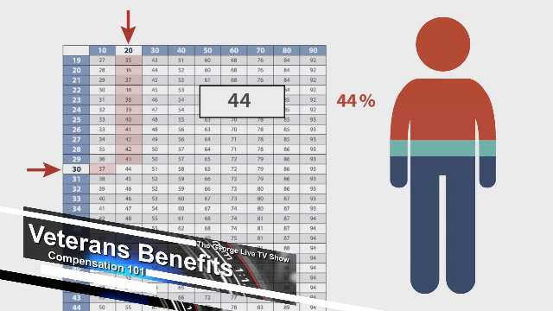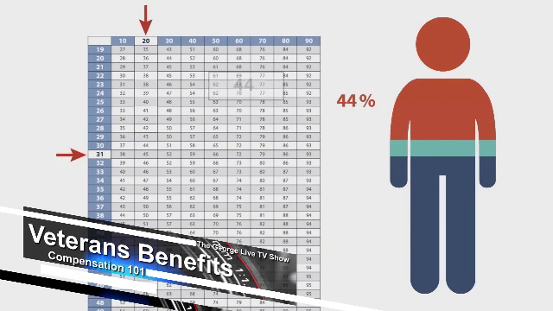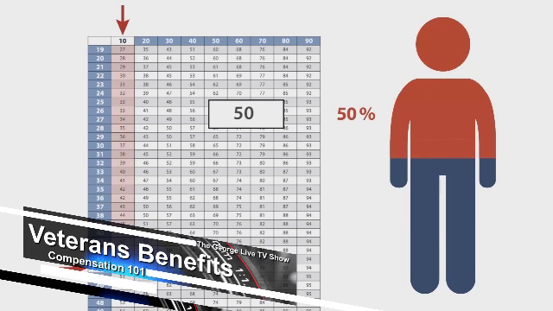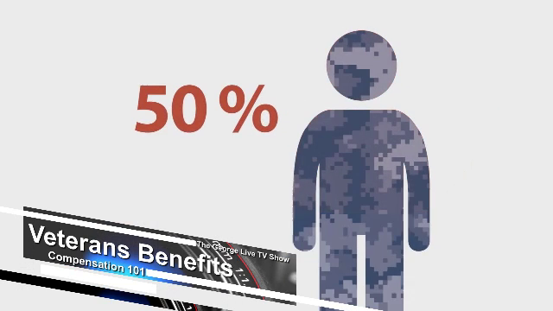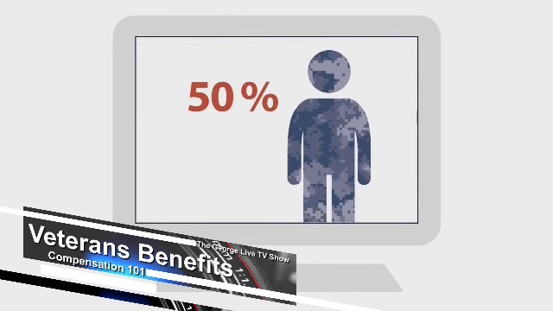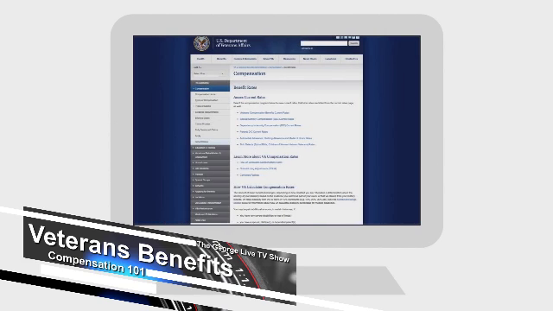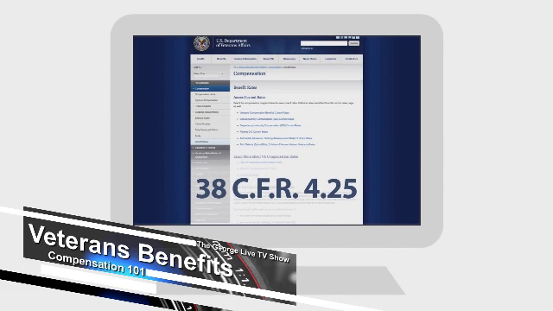The value is 44. Use this value for the left row, and then find the next disability on the top column, which is 10%. The figure appearing in that space where the column and row intersect is 50. Therefore, the combined evaluation for this veteran is 50%. For more information on combined ratings, see 38 CFR 4.25.